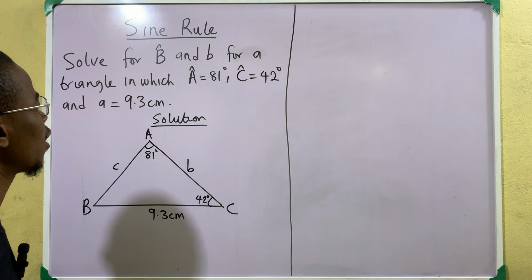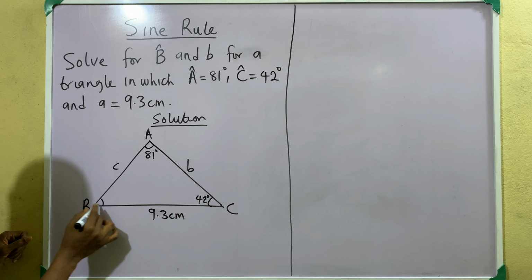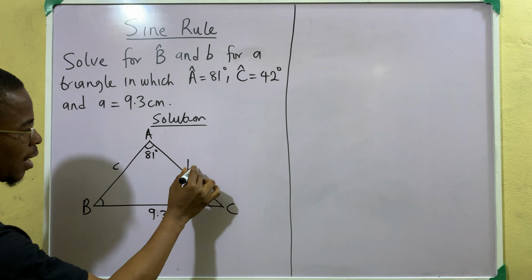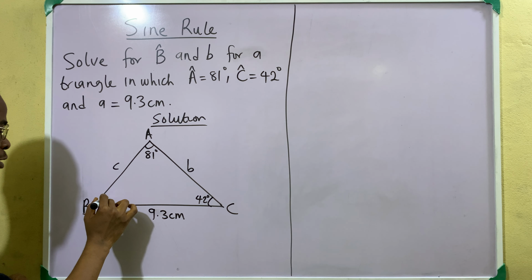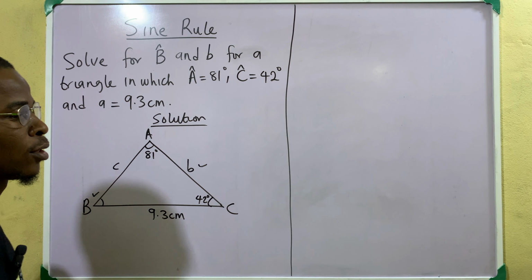So with this now, we have been asked to find this part here, B, and this part here. Let me just mark it like this. We have been asked to find here and here. So we can start.